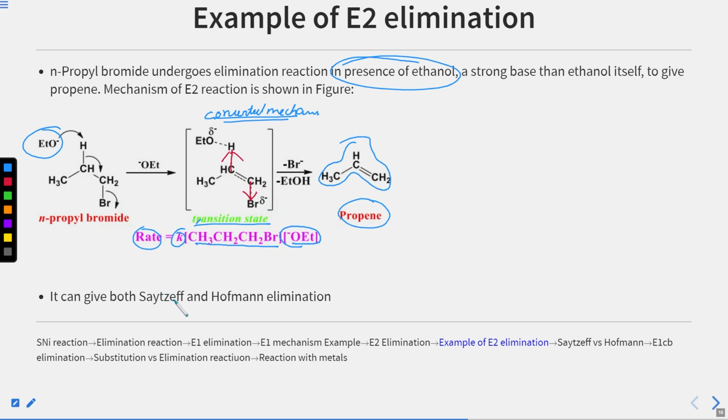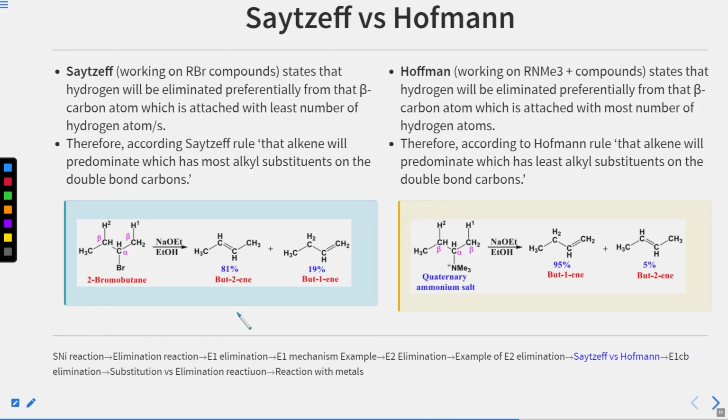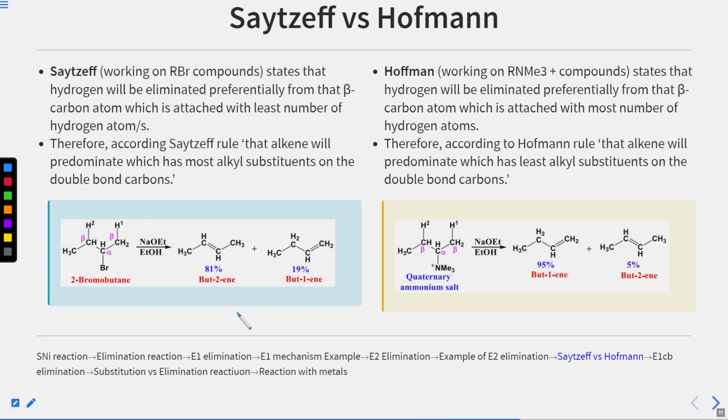Now, the tricky part with this E2 elimination is that it can go Saytzeff and Hofmann both, depending upon the nature of the reaction or the conditions for the reaction. So let us see an example of how we can decide between Saytzeff and Hofmann. Saytzeff is the common one. Hofmann is for special cases. What is Hofmann for? It is for special cases. Now, what are the special cases? We'll see it.